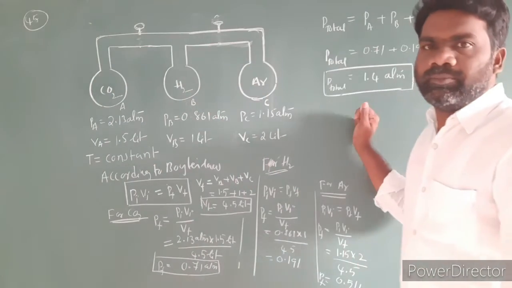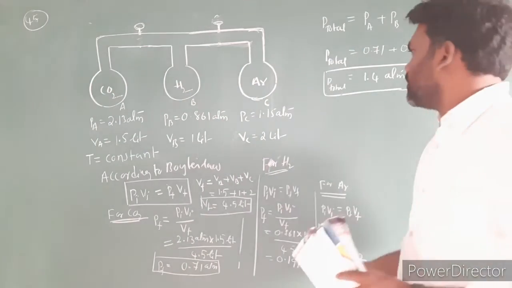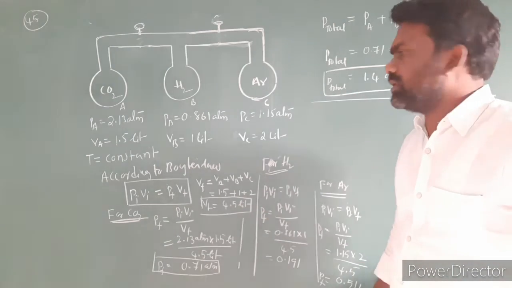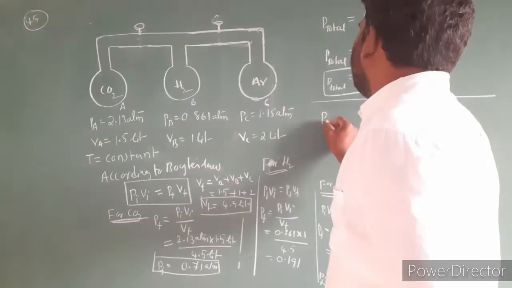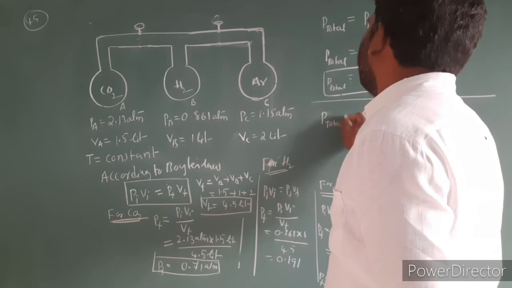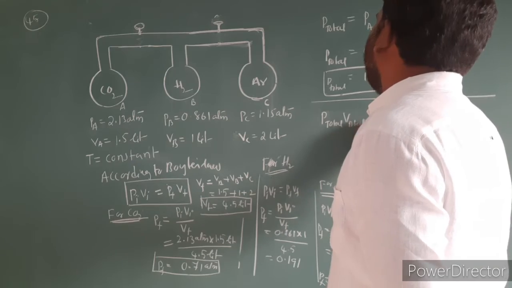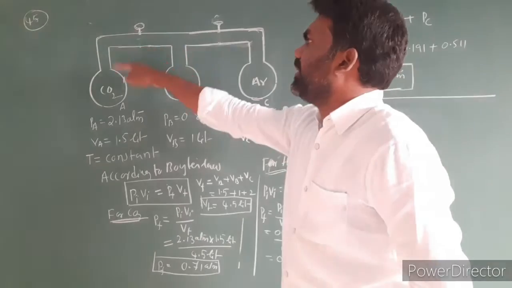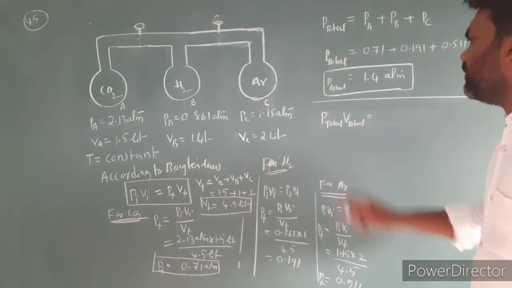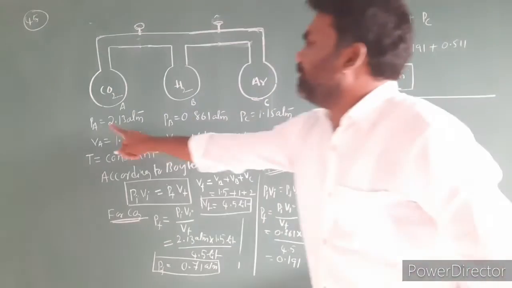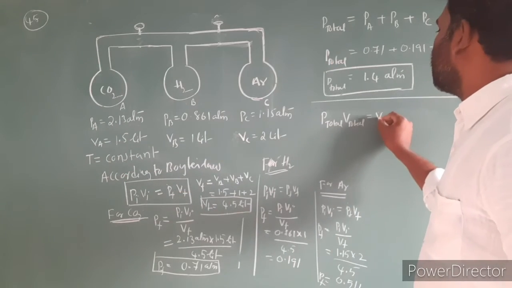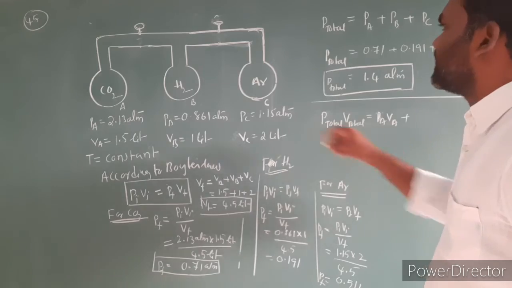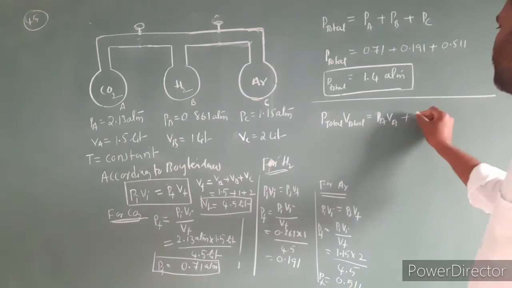The same problem we can solve in another way. Instead of taking this long procedure, in a short way we can solve the problem. P total V total: when the stopcocks are open, we can take the total volume. So P total V total is equal to PA VA plus PB VB.